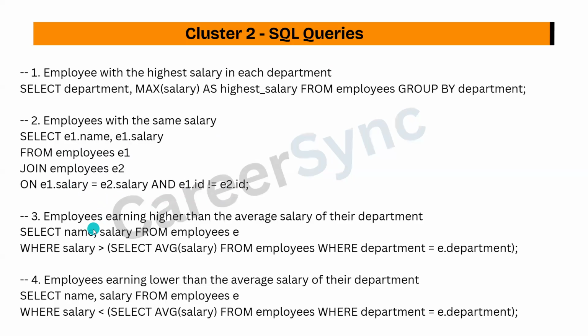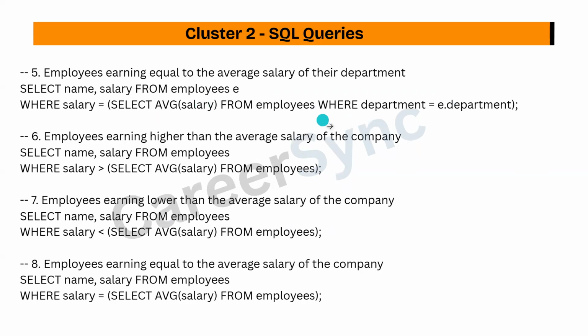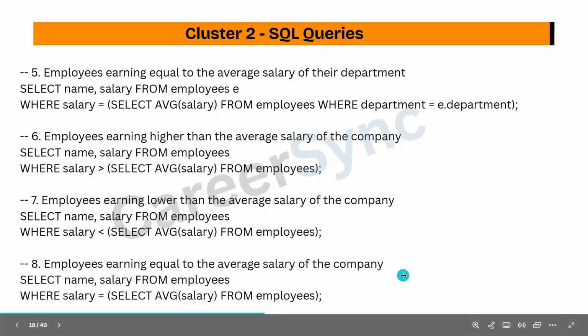Now, third is employees earning higher than the average salary of their department. So, all the SQL queries are very easy. Now, fifth one is employees earning equal to the average salary of their department. Employees earning higher than the average salary of the company. Now, employees earning equal to the average salary of the company.